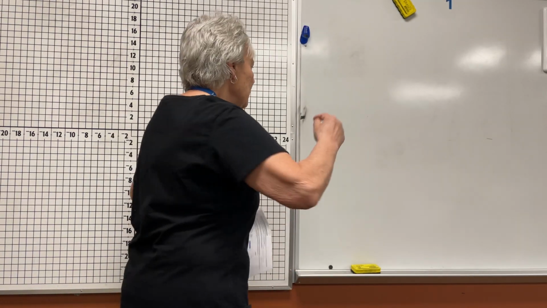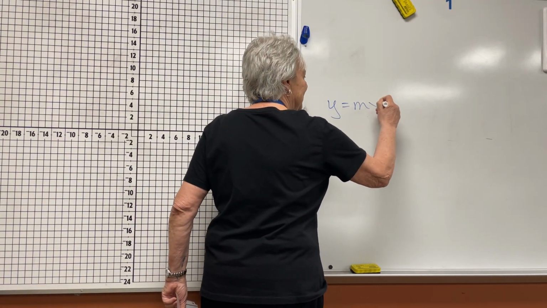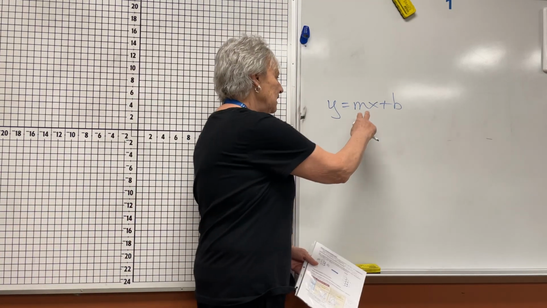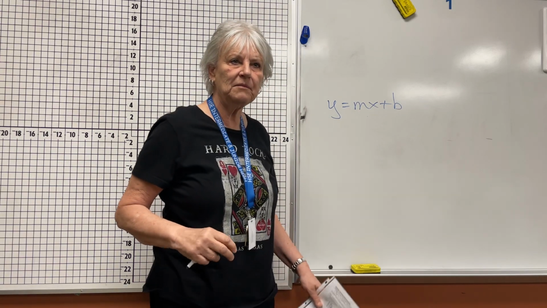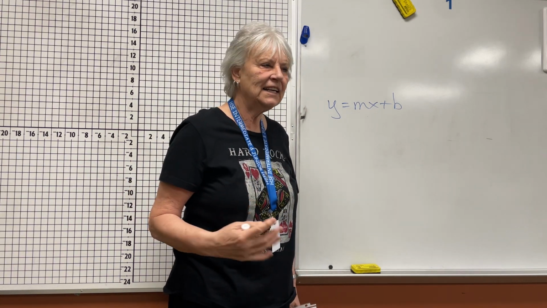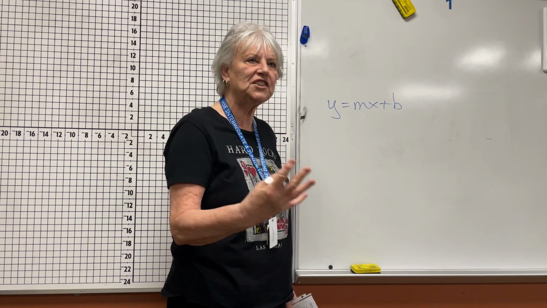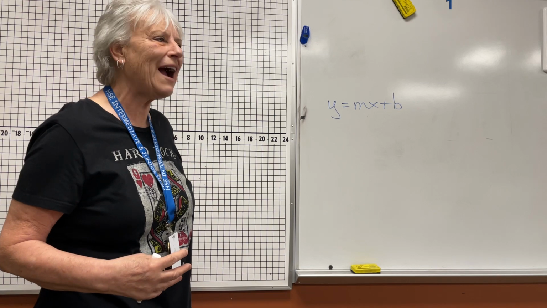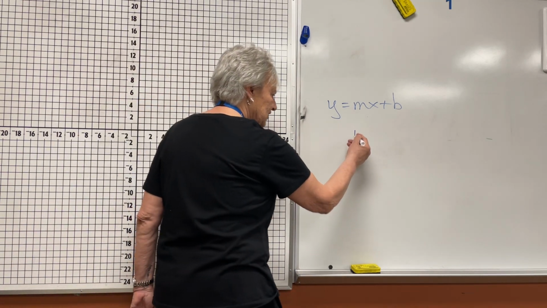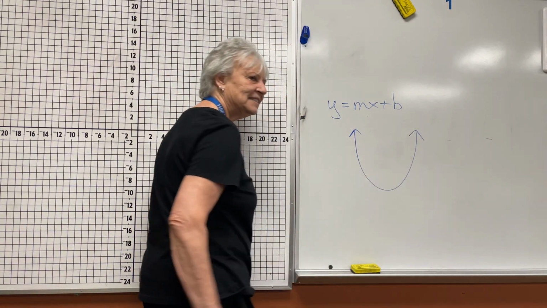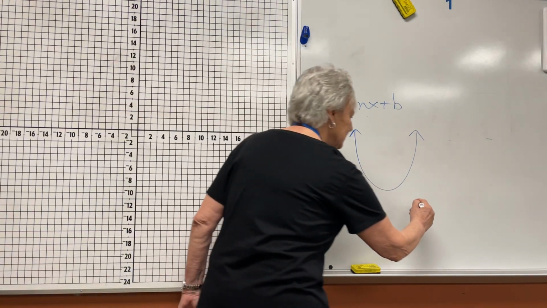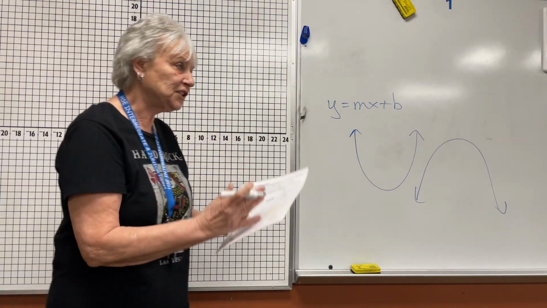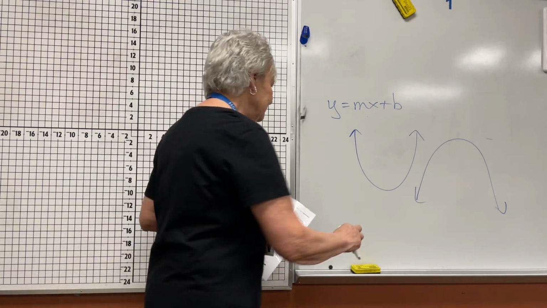You remember what that is? That is the formula with slope and y-intercept for graphing a line. Different equations cause different shapes. Today we're going to make a parabola. This is a parabola. Okay? Or this. According to the equation, you will be able to tell if it should go up or if it should go down.